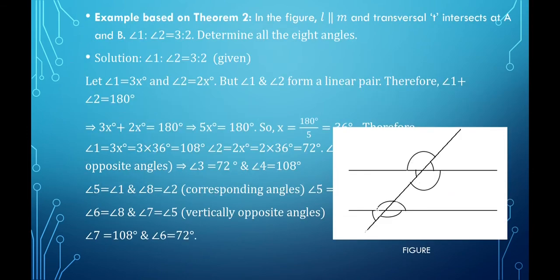It is an example based on that theorem, that is the corresponding angle pair and the alternate angle pair. So the question is, in the figure, L and M are lines which are parallel. Transversal T intersects at A. Angle 1 to angle 2 is 3:2. Determine all the angles. You can follow the book also, some of the examples are there. So this is a question for you. We can copy it to solve. Come to the next part.